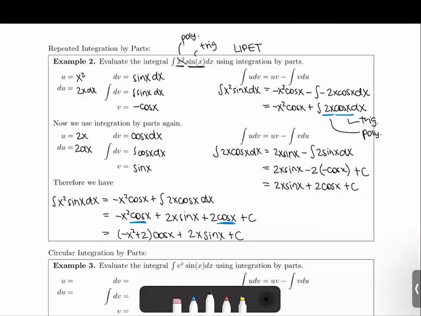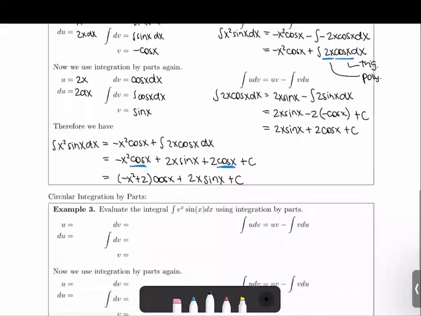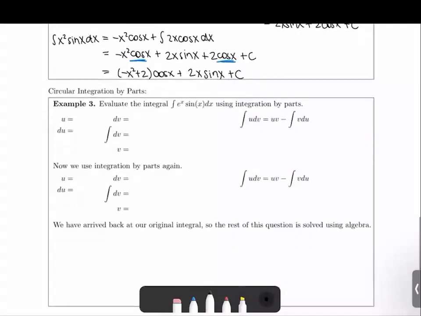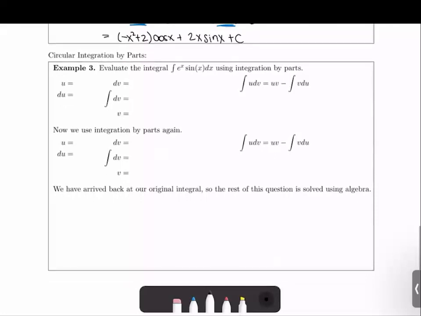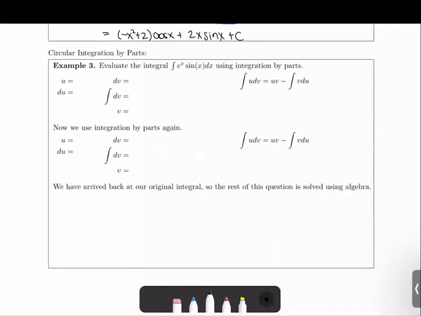Okay, so this is a repeated integration by parts. We just noticed that whenever we rewrite our integral as v du, it's again something that's a product that we need to undo. So let's look at our example for circular integration by parts. For circular integration by parts, it's going to repeat integration by parts, but our solution will just look a slight bit different. So first off, we look at our integral.